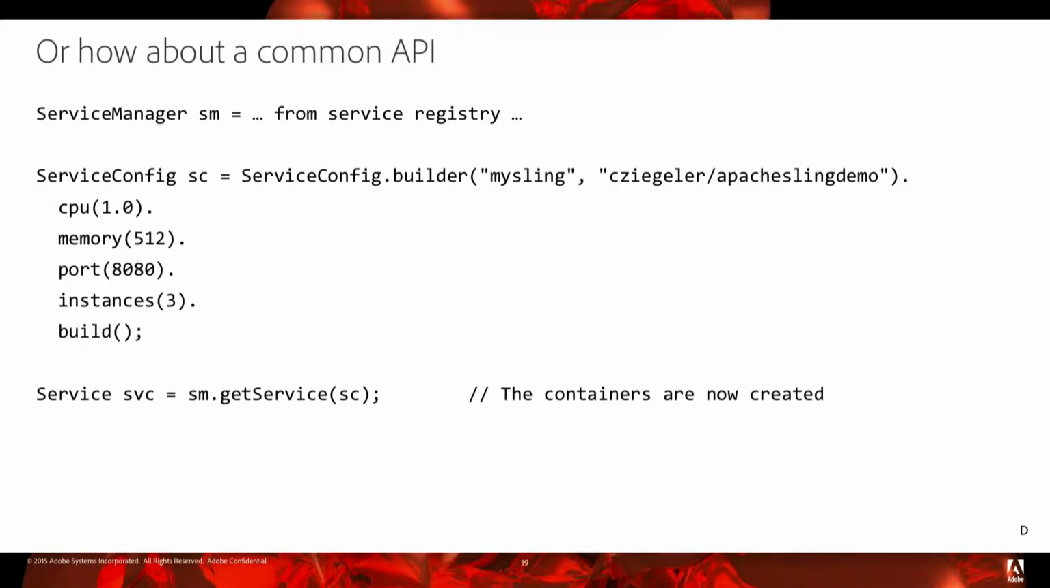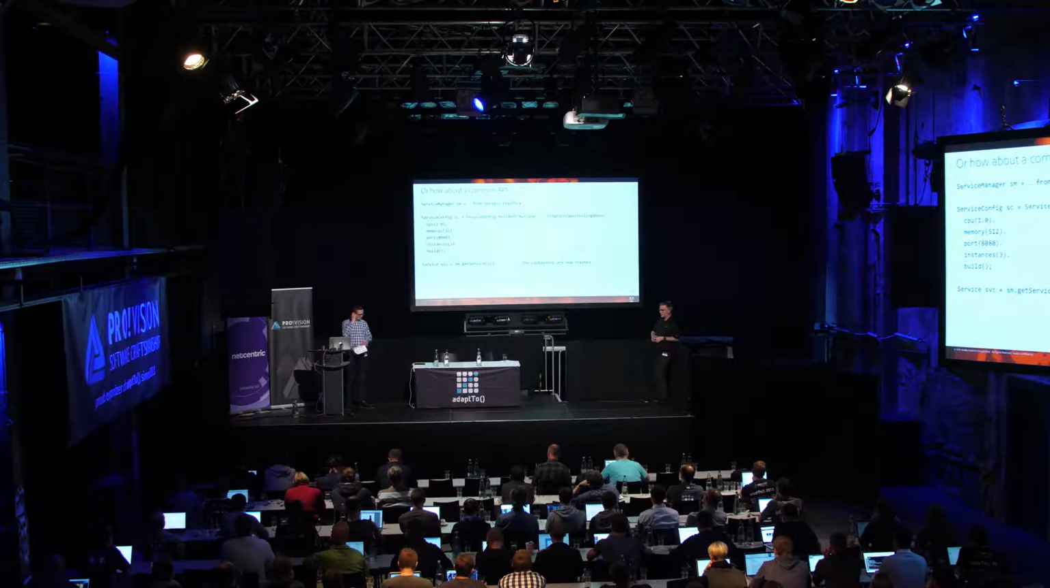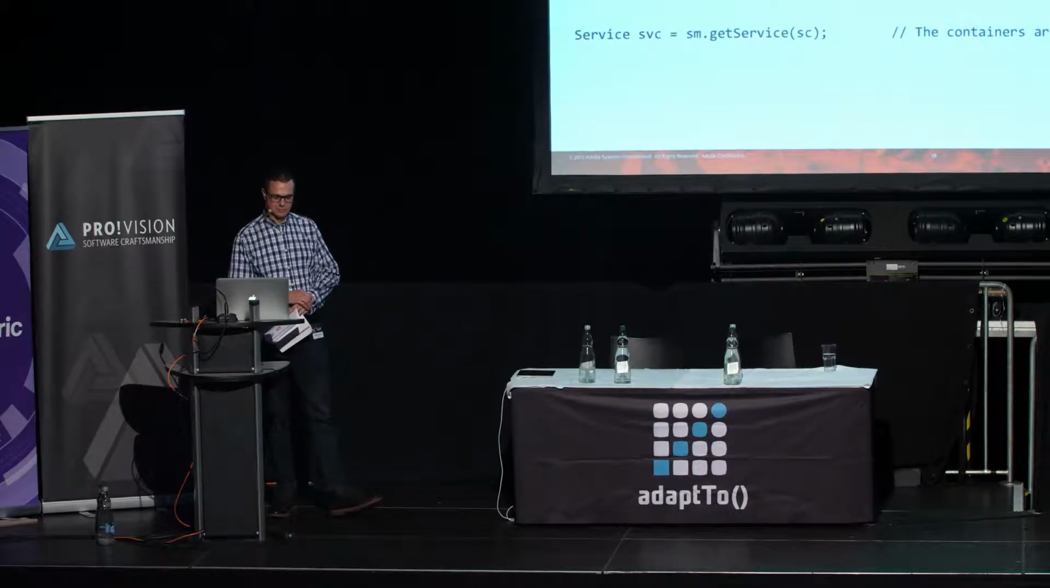I'm basically telling it I need 1 CPU, I need some memory, this is the port that it's accessible on, the number of instances. You can also, it's not in the example, configure a health check and stuff like that, and it's all completely standard or independent of your underlying configuration.